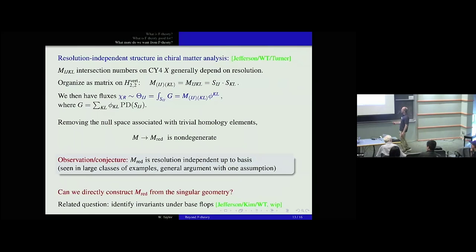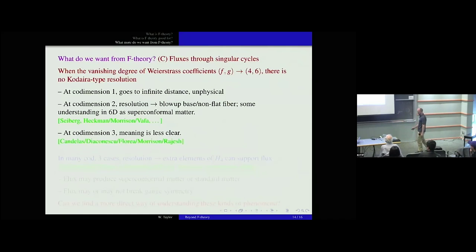So there's a question: can we directly construct this kind of M-theory structure from the singular geometry? And there are some related questions on identifying invariance where the flop is in the base rather than in the fibration. Okay, I'm running short of time, so let me say one more thing.